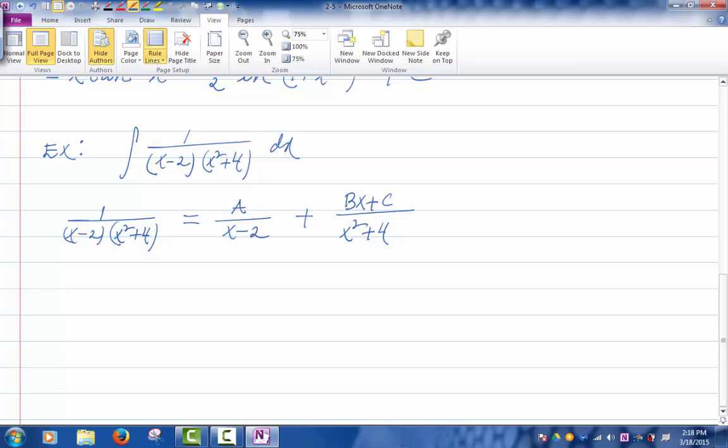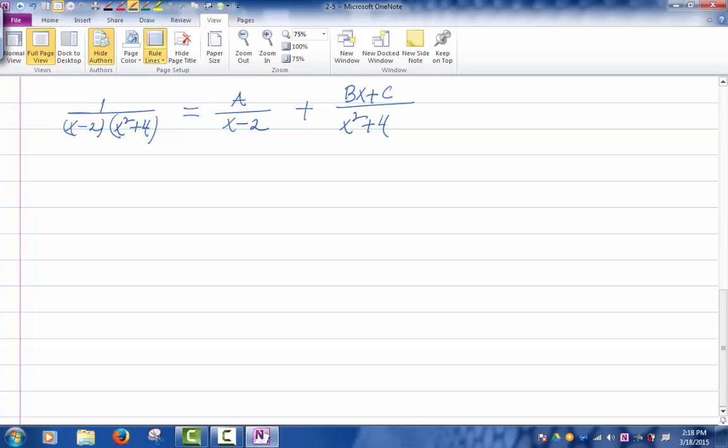Before you actually do this, you have to make sure that the quadratic that I have there is actually irreducible. It is obvious it's irreducible, but you should always make sure of that. Now, I need to find A, B, and C. What should I do? If you have watched the videos, you know exactly what to do.